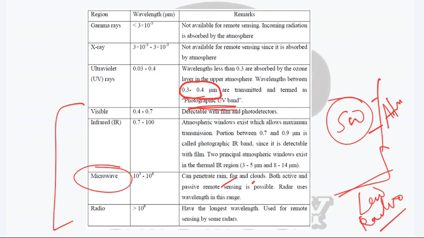But microwave remote sensing is not very easy. Microwave remote sensing is very difficult to process or analyze. Because microwave remote sensing is not the eye. Microwave remote sensing is the ear. It is compared to the ear.